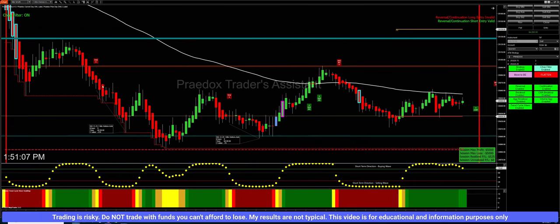And if you stayed in it and trailed your stops, you probably would have been taken out here with your trail. However, if you had the guts to stay in this trade, you could have gotten almost 219 ticks as a result.